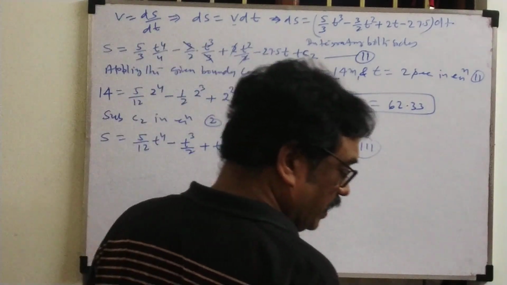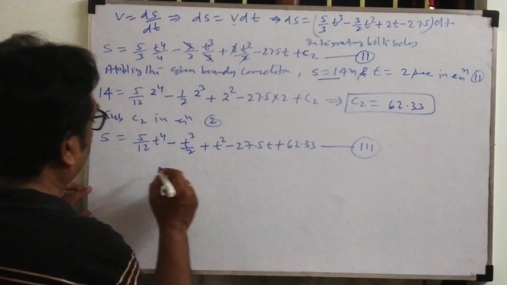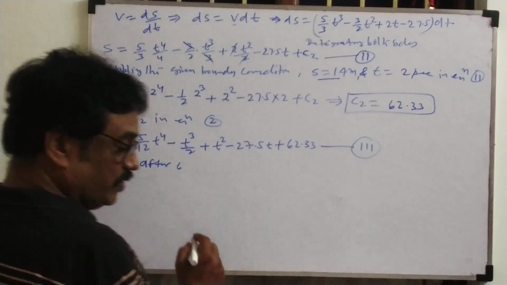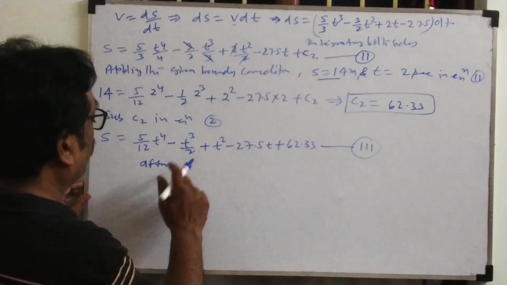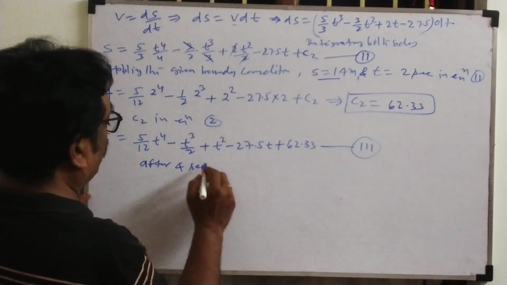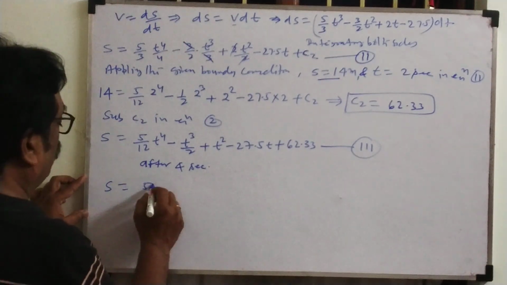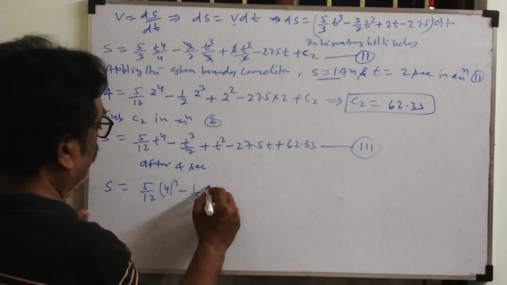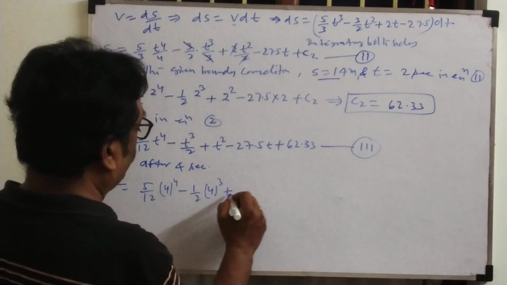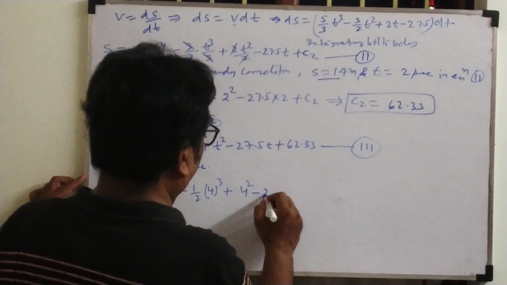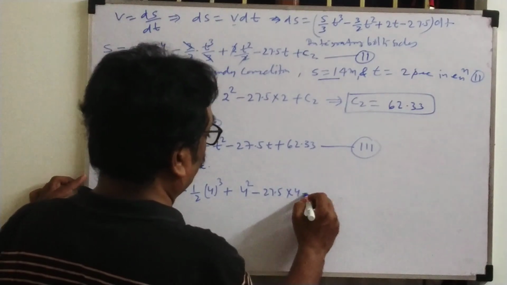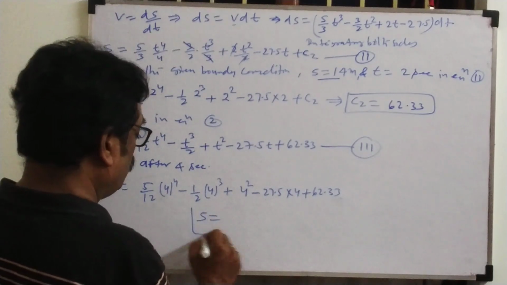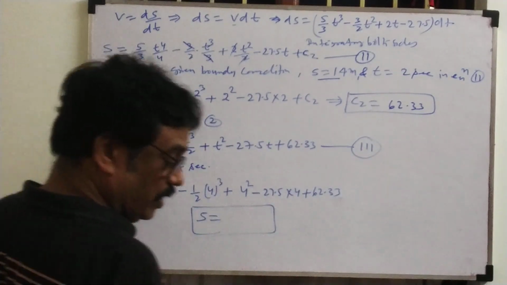Now what is the question they are asking? After 4 seconds, find the displacement. After 6 seconds or 4 seconds? 4 seconds. Find the displacement after 4 seconds. So substitute: s is equal to 5 by 12 into 4 power 4 minus 1 by 2 into 4 power 3 plus 4 square minus 27.5 into 4 plus 62.33.